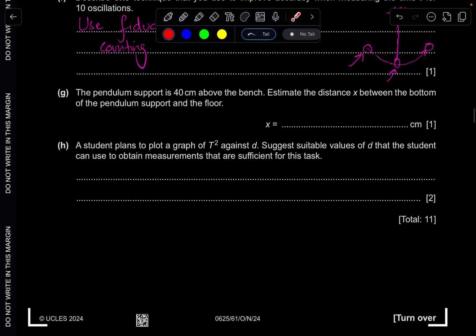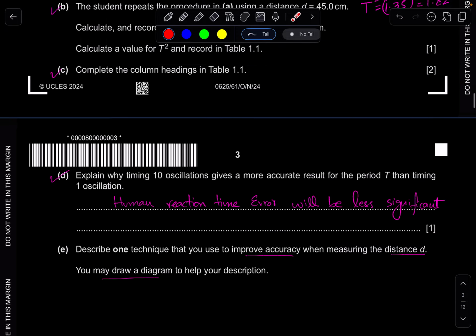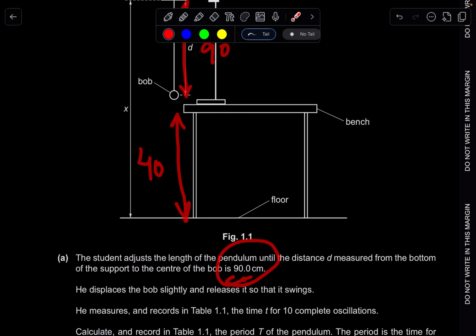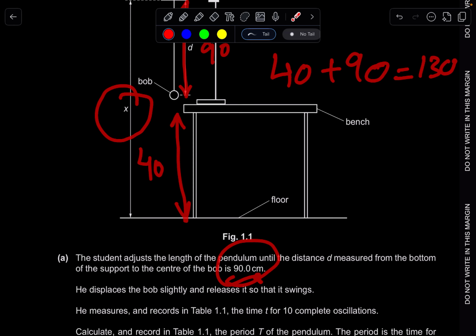then in question G, the pendulum support is 40 centimeter above the bench. Estimate the distance x between the bottom of the pendulum support and the floor. Okay, so pendulum support is 40 centimeter above the bench. So this is 40. This thing was 90, it was given here. So you have to tell this thing x. So 40 plus 90, it will be 130 centimeter.